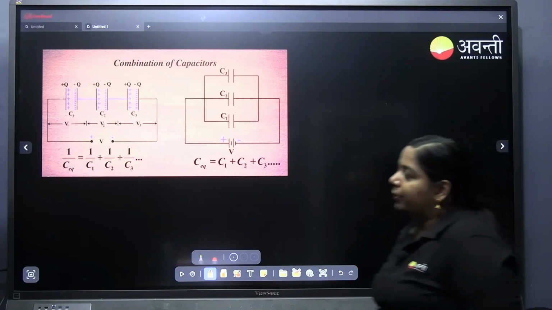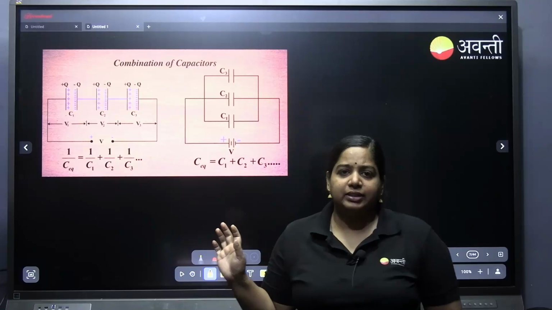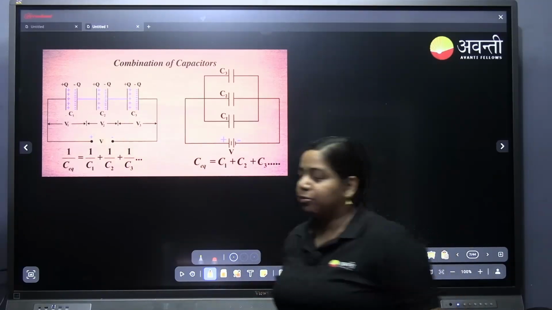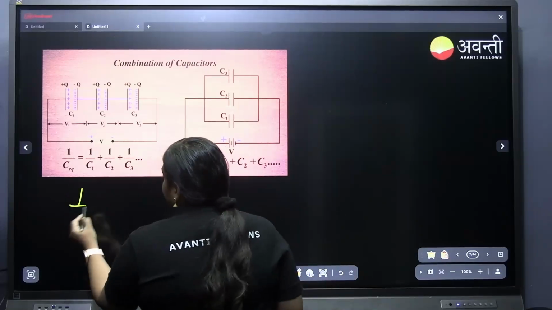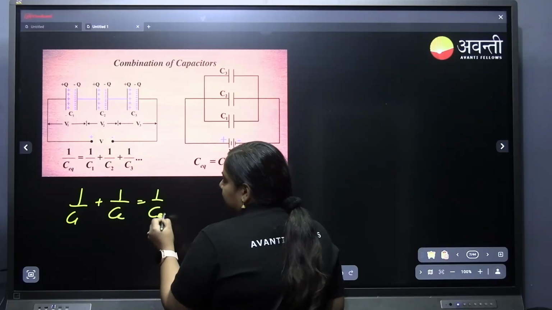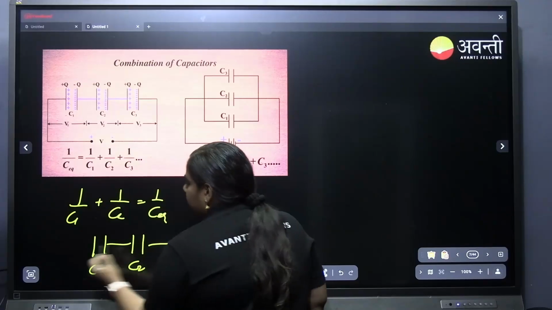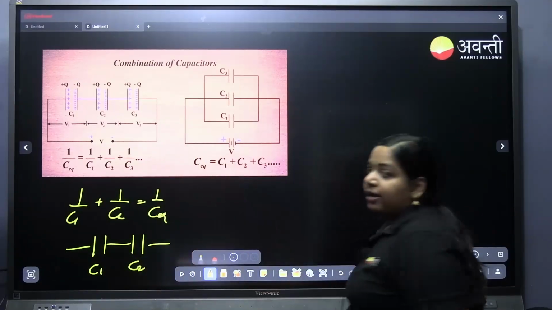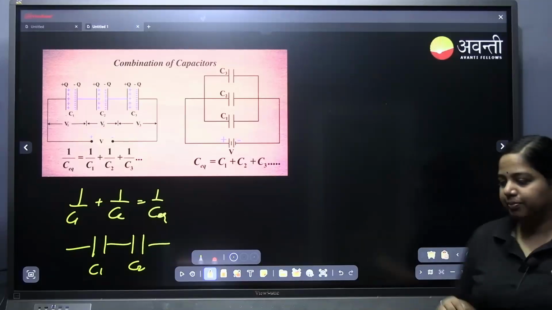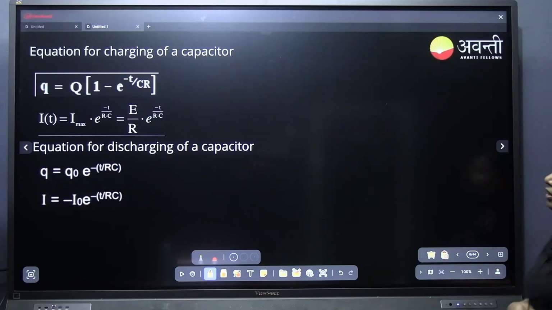Next is combination of capacitors. Again, I am not going further into explaining this. If capacitors are connected in series, we will add the reciprocals: 1 by C1 plus 1 by C2 equal to 1 by C equivalent. Connected in parallel, we can directly add: total capacitance equal to C1 plus C2 plus C3. I don't think you need further explanation for that.